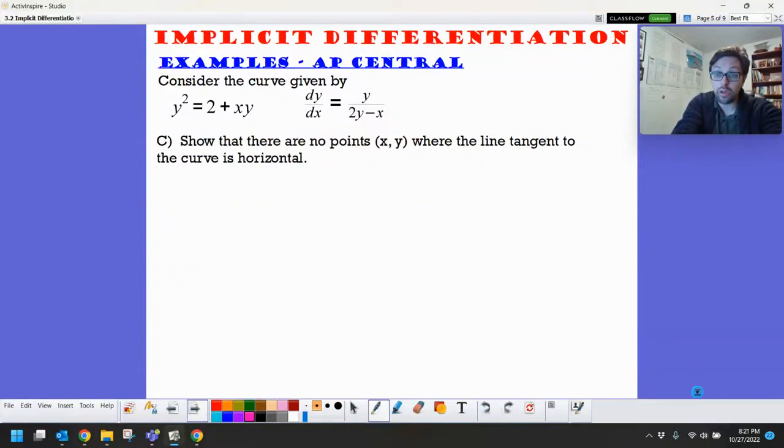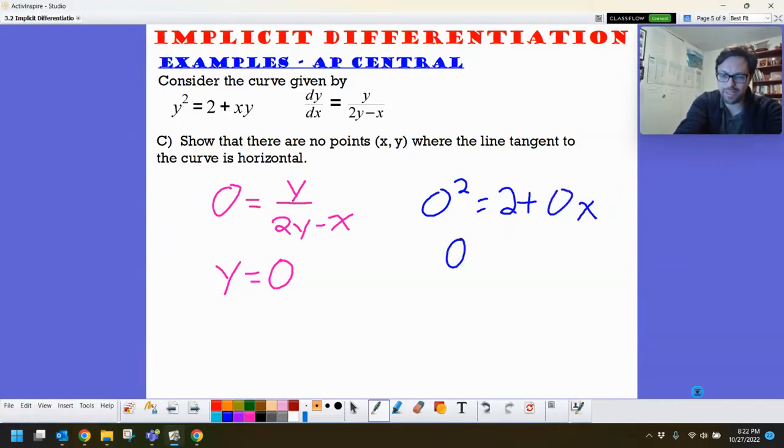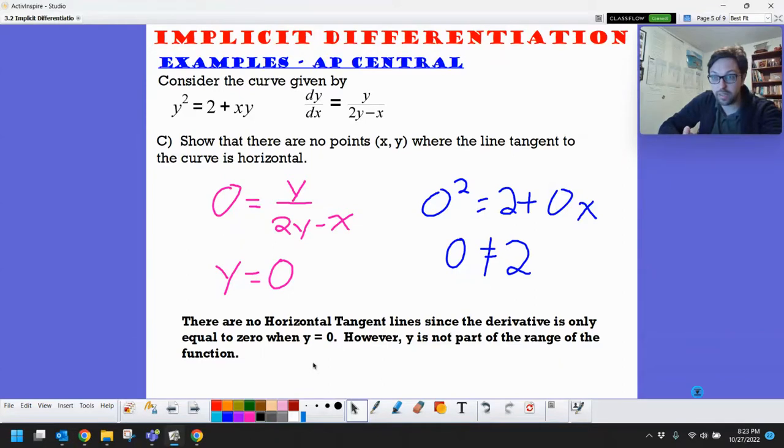Next, we're looking for whether there are any horizontal tangent lines. The horizontal tangent lines would be when our derivative equals 0. So 0 equals 2y minus x. Well, based on this, that is only going to happen when y equals 0. Okay, let's plug that back into our original function. So we get 0 squared equals 2 plus 0 times x. So that means 0 equals 2. That is not possible. So there are no points on the curve, because we got no solutions when we plugged in our derivative.